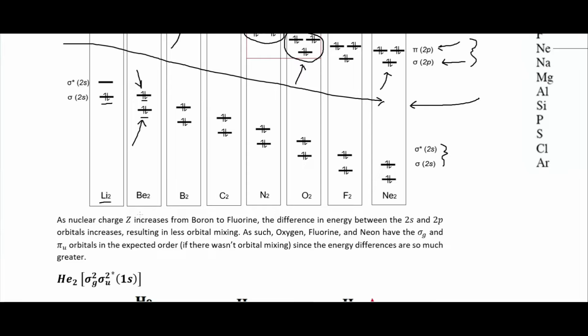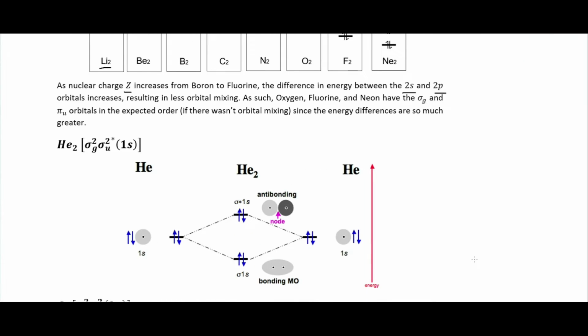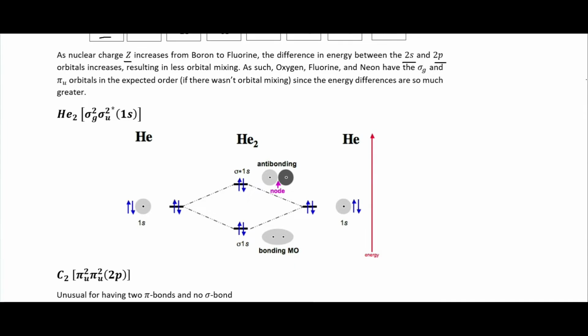So as nuclear charge Z increases from boron to fluorine, the difference in energy between the 2s and 2p, as I said, increases, resulting in less orbital mixing. And so yeah, that's just what I already said. And so we can look at a few of these in some more detail. So we can look at our helium here.